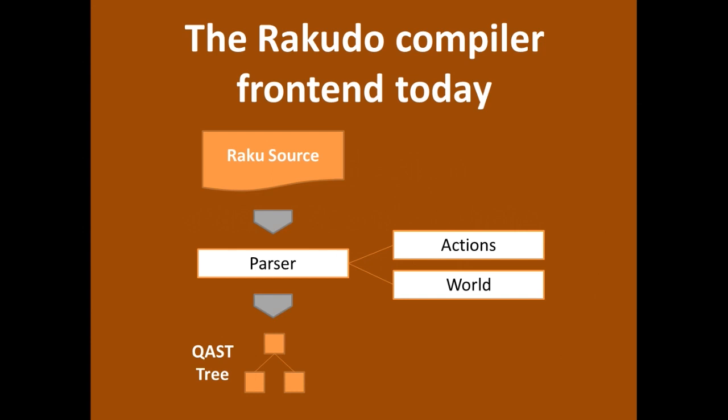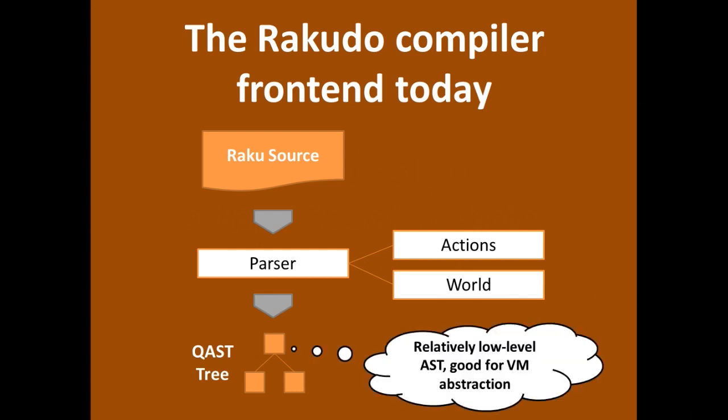First, a recap on how things work today. We have Raku source code. It goes into the compiler front end, and what comes out is a CAST tree, and the AST in there is indeed abstract syntax tree. This is a relatively low-level abstract syntax tree.